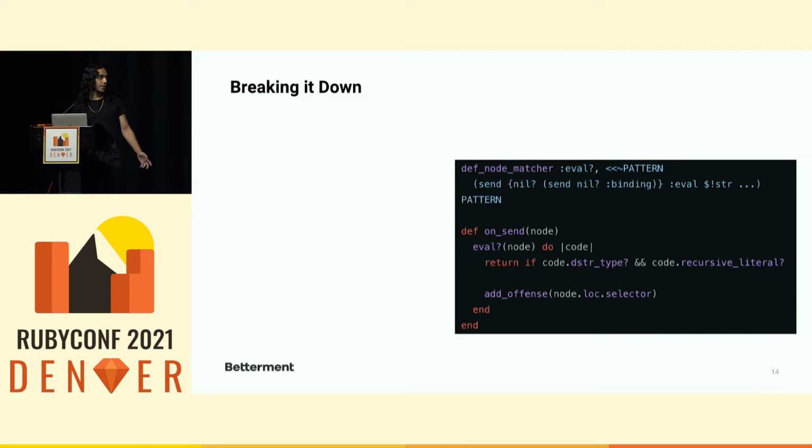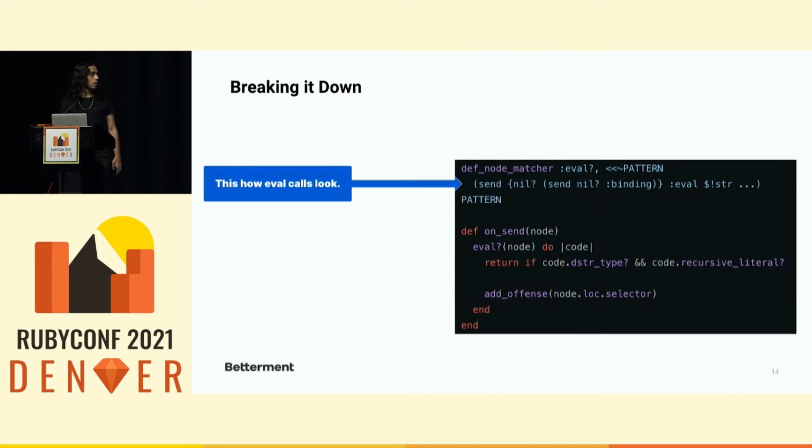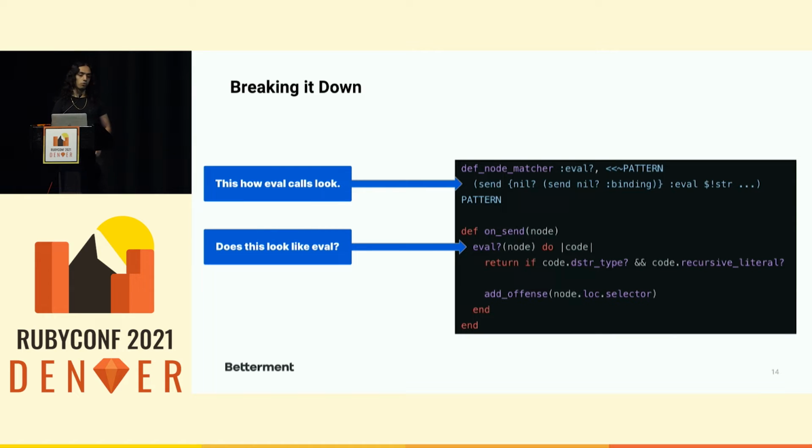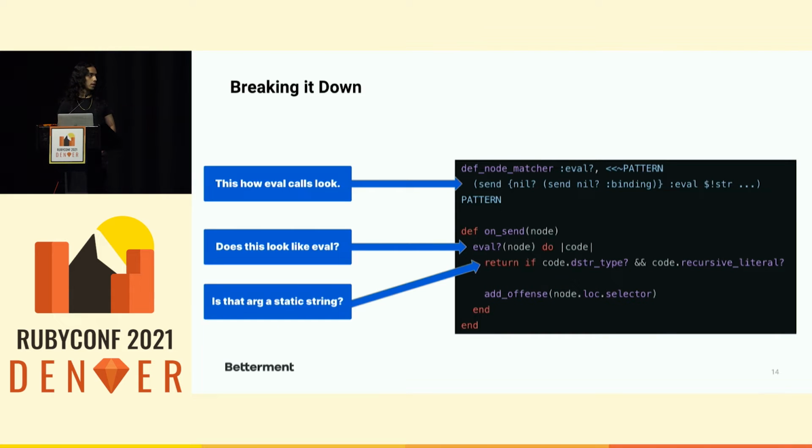So let's look again at this cop from earlier. First, we start out by defining what an eval call looks like using the slightly modified abstract syntax tree. Next, when we are handed a piece of code, Rubocop will ask, does this actually look like an eval? If it doesn't, it just bails early and keeps on moving. But if it is, then we start asking, is the one argument that this eval method takes a static string? If it is a static string, exit early.